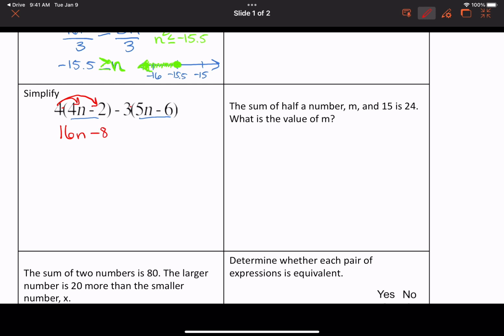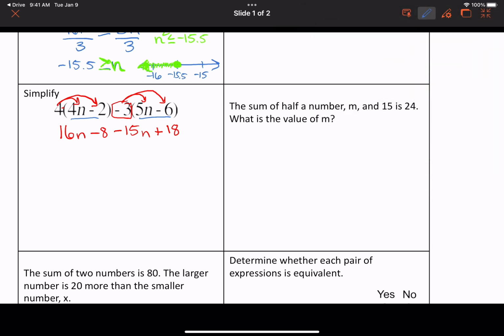Be very careful here. On this side, we will be distributing a -3. -3 times 5n is -15n. And a negative times a negative is positive, so this will be positive. And 3 times 6 is 18, so +18.